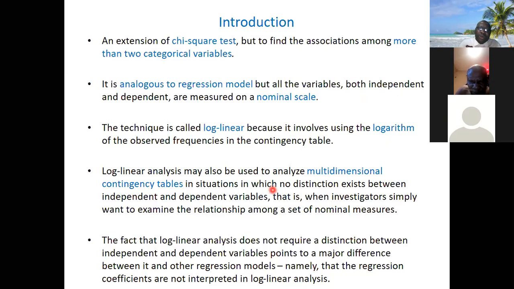Log linear analysis may also be used to analyze a multi-dimensional contingency table in situations in which no distinction exists between independent and dependent variable, that is, when the investigator simply wants to examine the relationship among a set of nominal variable measures. What would you mean by multi-dimensional? If you had a multi-dimensional scale, you just want to explore relationships between plenty of variables. In that case, there's nothing like outcome or exposure.